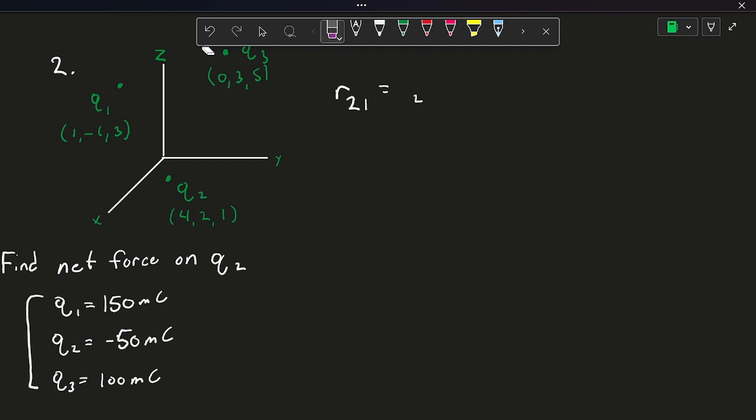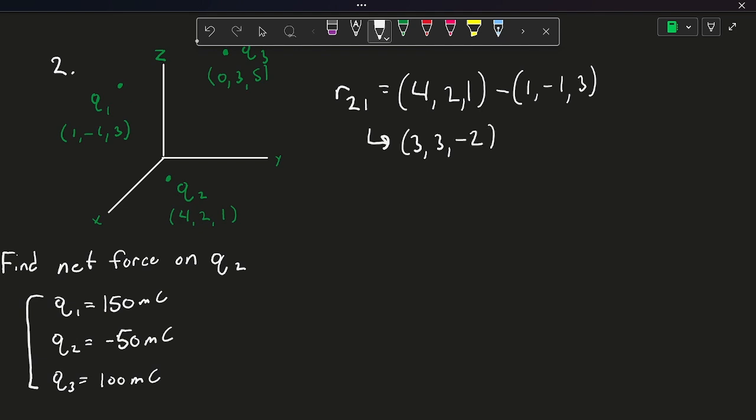To do this, we have to find our displacement vector, R21. This is going to be 4, 2, 1, which is the coordinates of Q2, and we're going to subtract from it the coordinates of Q1, which are 1, negative 1, and 3. And this is going to give us 3, 3, negative 2. Then we have to find the distance. So R21 is equal to the square root of 3 squared plus 3 squared plus negative 2 squared. And that's all going to be equal to the square root of 22.